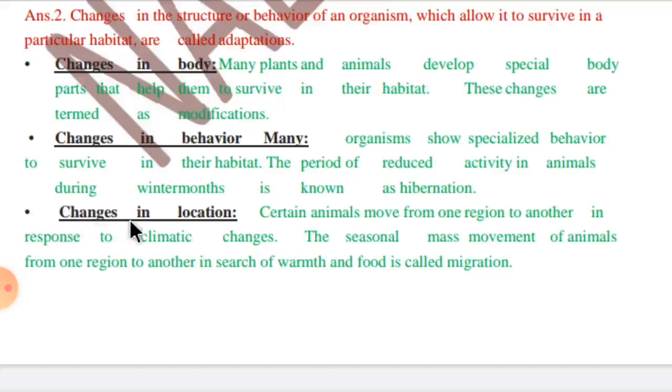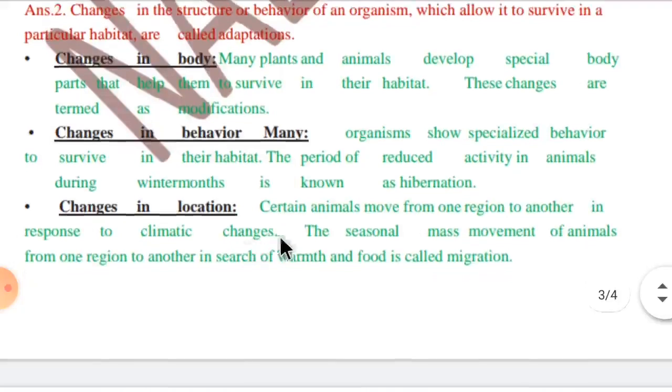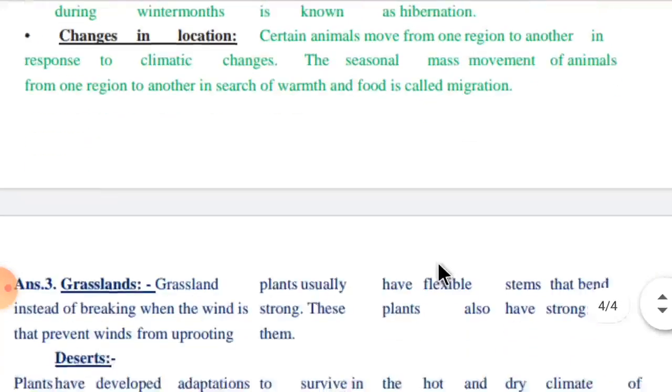Right? Then changes in location. So certain animals move from one region to another in response to climate changes. This seasonal mass movement of animals from one region to another in search of warmth and food is called migration. Now let's see the next question, beta.